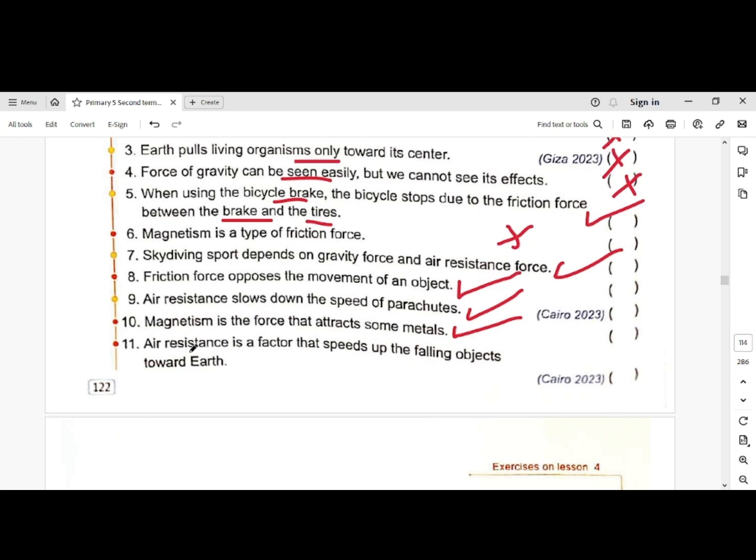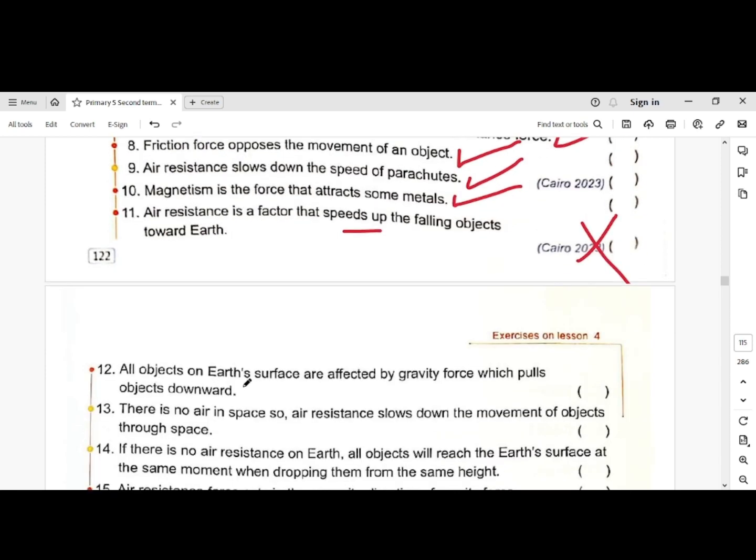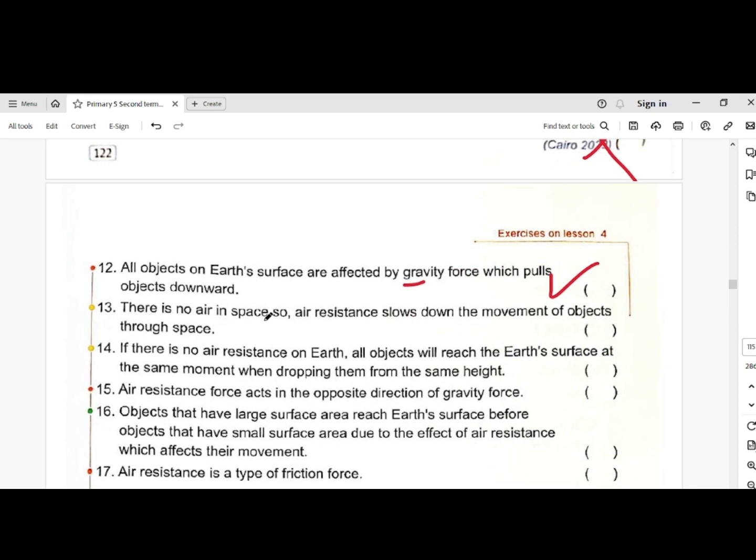الكلام ده true. Air resistance is a factor that speeds up the falling object toward Earth. الكلام ده wrong. All objects on Earth's surface are affected by gravity force which pulls objects downward. الكلام ده true. There is no air in space, so air resistance slows down the movement of objects through space. الكلام ده wrong. هو مفيش air في السبيس، فهيبقى في منين air resistance في السبيس؟ If there is no air resistance on Earth, all objects will reach the Earth's surface at the same moment when dropping them from the same height. الكلام ده true according to the law of motion.